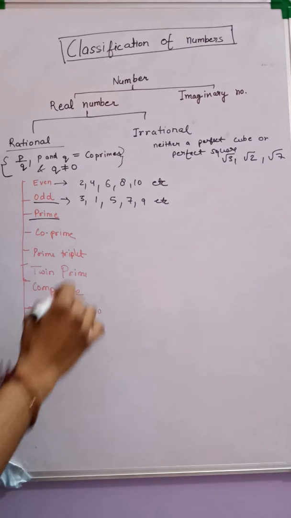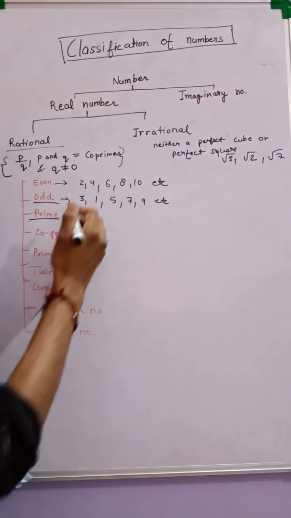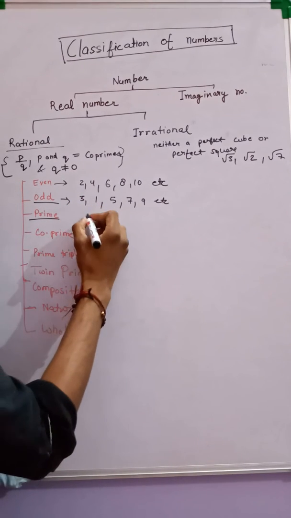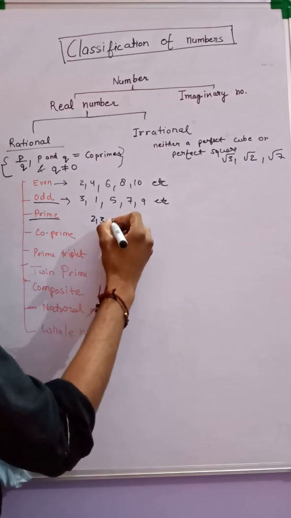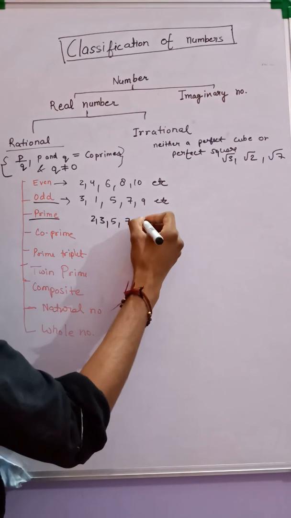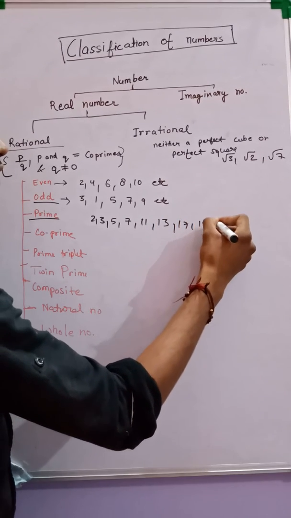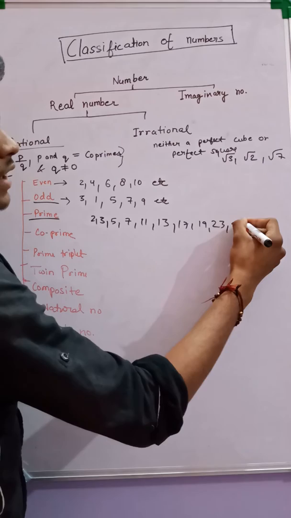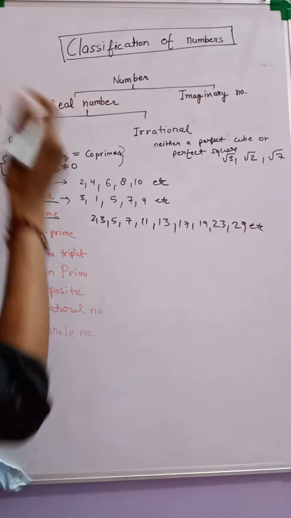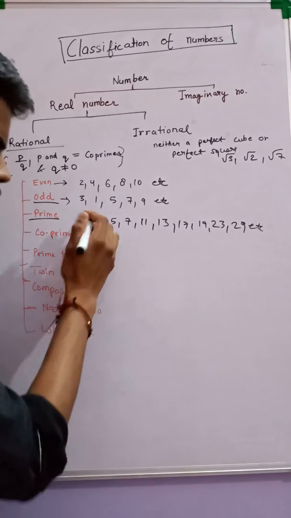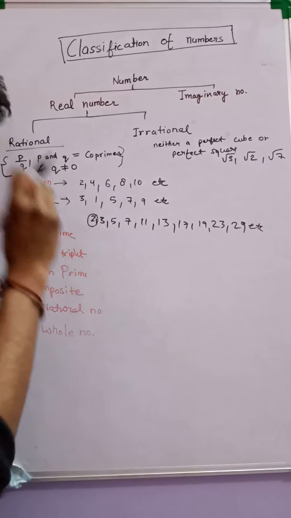Prime number: a number which has only two factors, namely 1 and itself. For example 2, 3, 5, 7, 11, 13, 17, 19, 23, 29, etc. Note 2 is the only even prime number. 1 is neither prime nor composite. 2 is the smallest prime number.